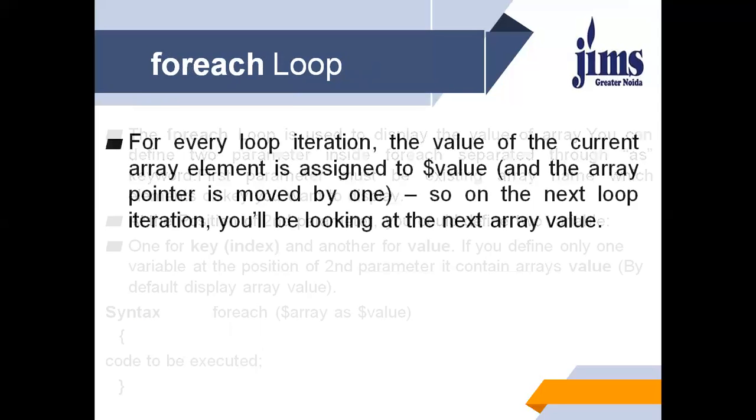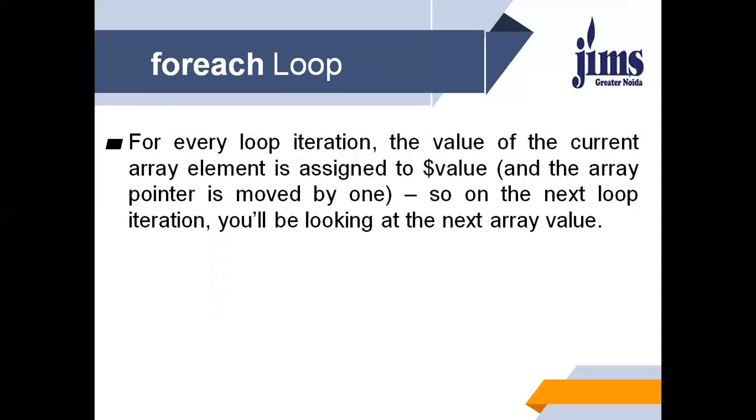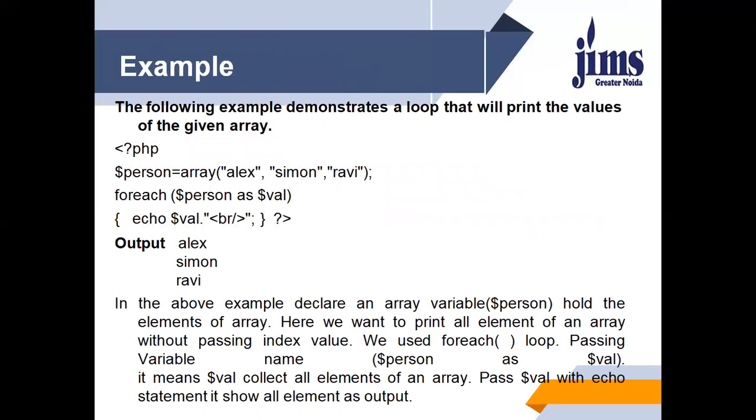Let's see one example. For each loop iteration, the value of the current array element is assigned to $value and the array pointer is moved by 1. So on the next loop iteration, you will be looking at the next array value. The following example demonstrates a loop that will print the value of the given array. So here, in the variable $person array, you are putting three values: Alex, Simon and Ravi. Foreach $person as $val, echo $val.